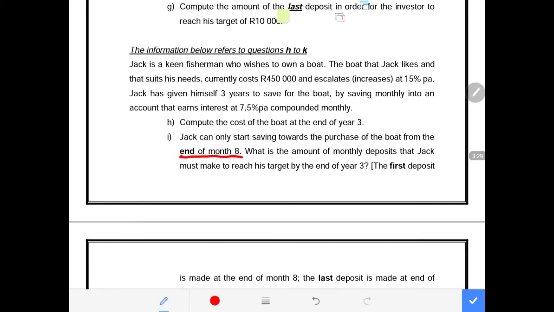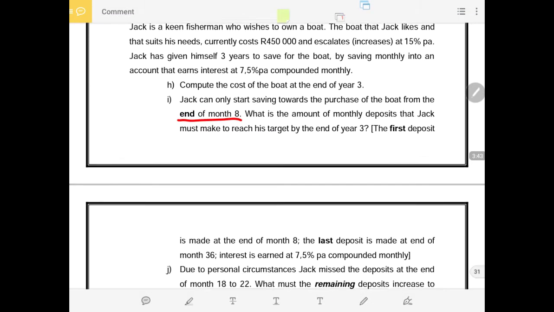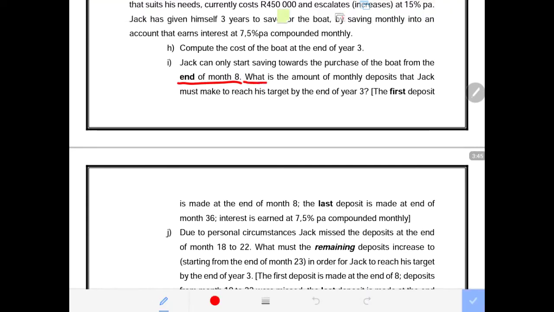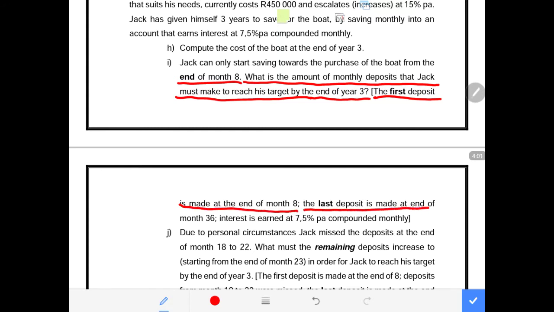Remember, our focal date is 3 years and our focal date is 36 months at the same time, because 3 years is 36 months. Now Jack is willing to start making savings from month number 8. Then the question is, what is the amount of monthly deposits that Jack must make to reach his target at the end of year 3? The first deposit, for more clarity, is made at the end of month 8, and the last deposit is made at the end of month 36. The interest is still the same at 7.5%.